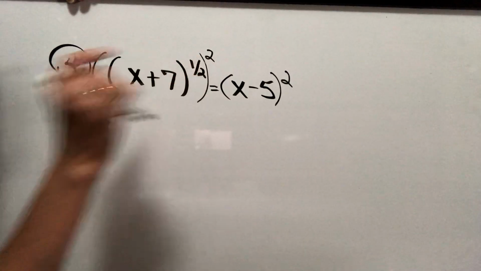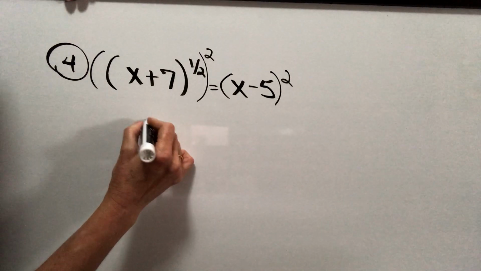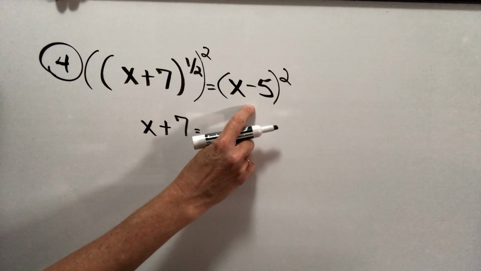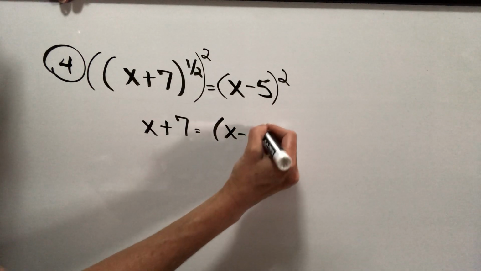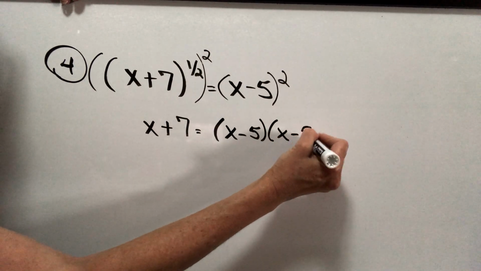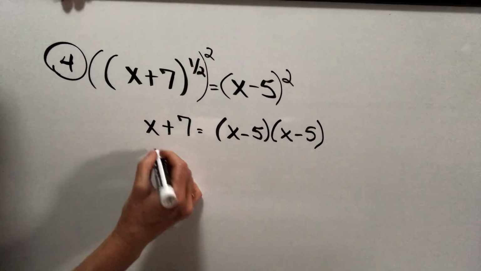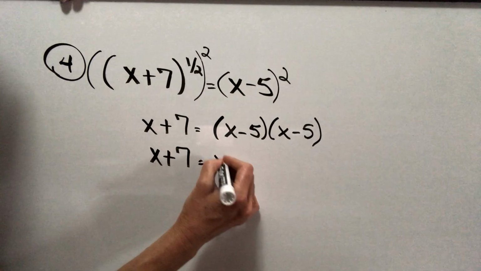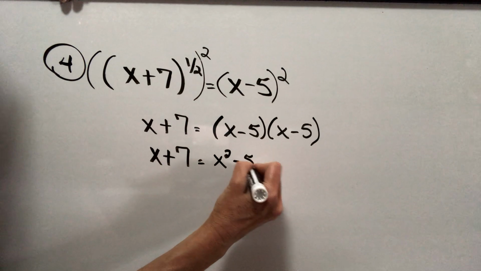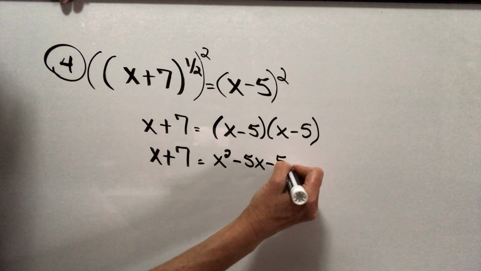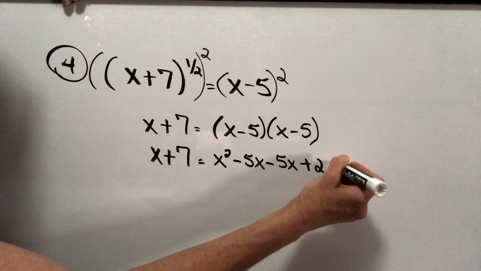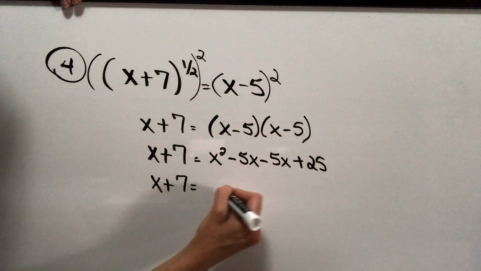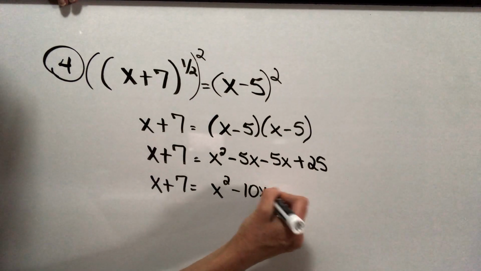On the left side, the 1/2 and the 2 will cancel because they would multiply to make 1. So it would be x plus 7 on that side. Now on the right side, we talked about this in the last video. Whenever you have something squared, think of it as multiplied by itself. So we'll think, what is x minus 5 times x minus 5? So you would need to do FOIL on the right side. So first would be x squared. The outside would be negative 5x. The inside is another negative 5x. And the last would be positive 25. Then we would combine those negative 5's in the middle, so it would be x squared minus 10x plus 25.